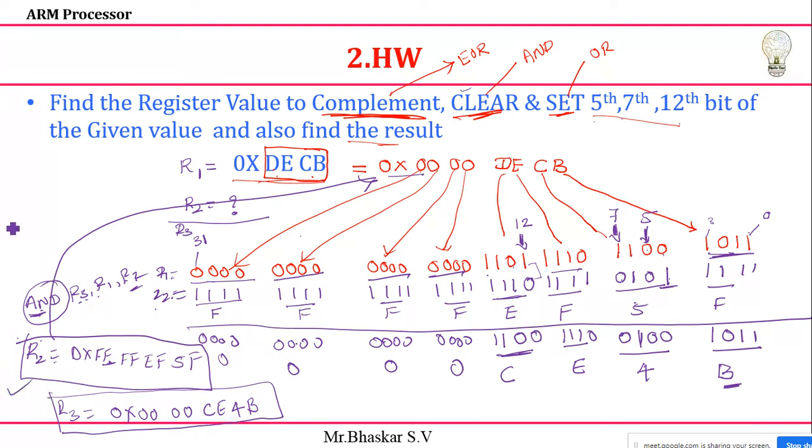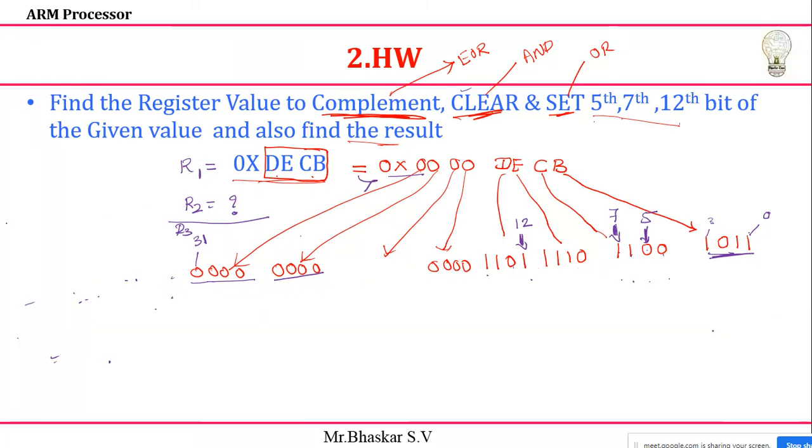Clear? First, to clear the particular bits, the 5th, 7th, and 12th bit, this is the result I am getting after clearing the particular bits. Clear? Okay. Next I'll go for the setting process.